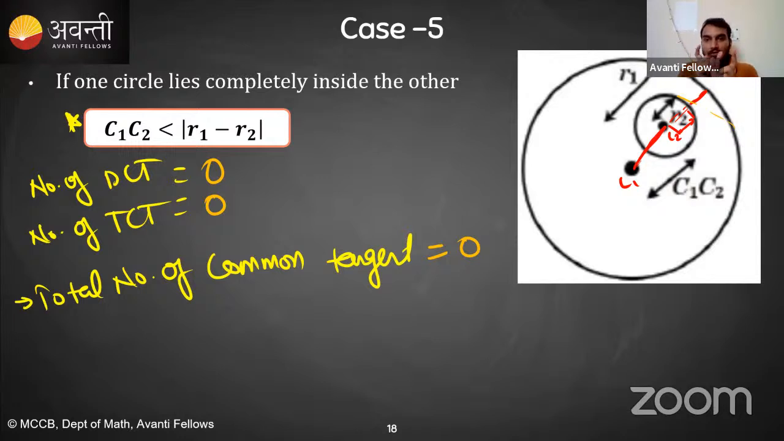Then bring the circles even closer. Then one circle is completely lying inside the other circle but touching internally. Then C1C2 should be equal to the difference R1 minus R2. Bring them even closer. Then C1C2 is less than mod of R1 minus R2.